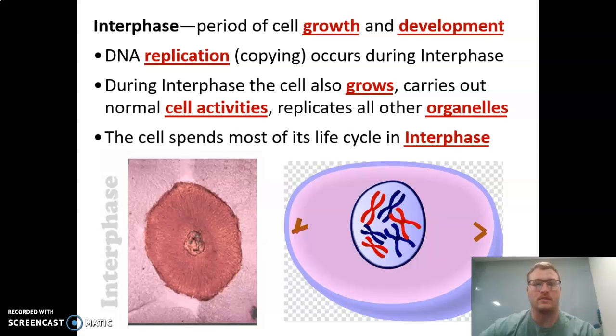So, interphase. This is what is known as the resting phase. This is the primary state that a cell is going to be in most of the time. This is when cells grow and develop. During this state, DNA replication happens. During interphase as well, the cell grows and carries out its normal activities, and it also replicates other organelles that need to be replicated in order to form the two new daughter cells. Like I mentioned, the cell spends most of its life in this state.